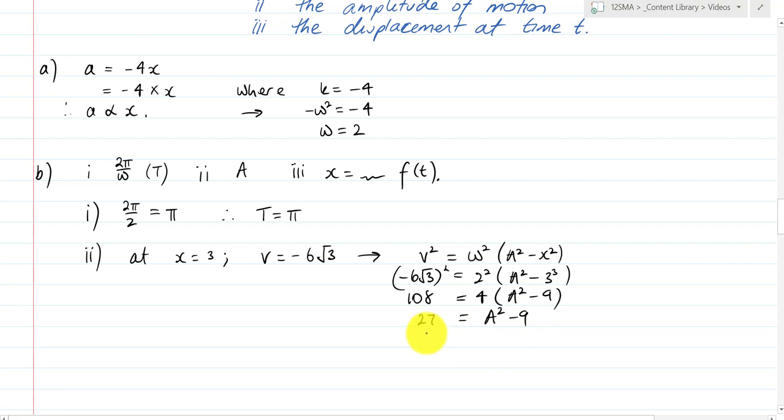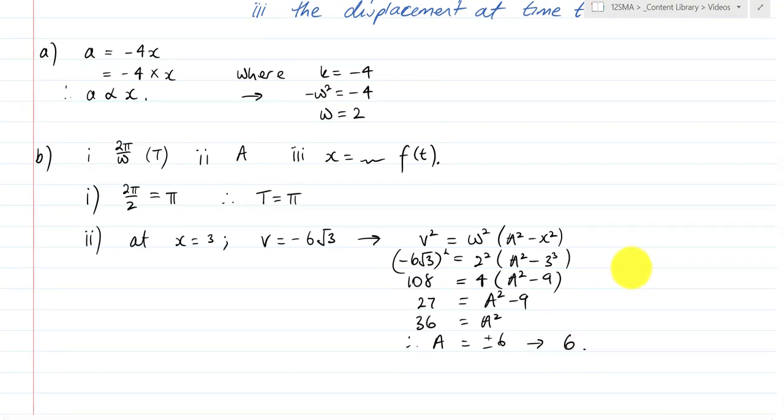So we add the 9 on, we get 36 is a squared, and therefore a is equal to plus or minus 6. But as it's asked for the amplitude, we give it in the positive form. So we say A is 6, and we don't know the units again, so we just need to be a bit careful of that. And then lastly, we're asked to find the displacement at time t.